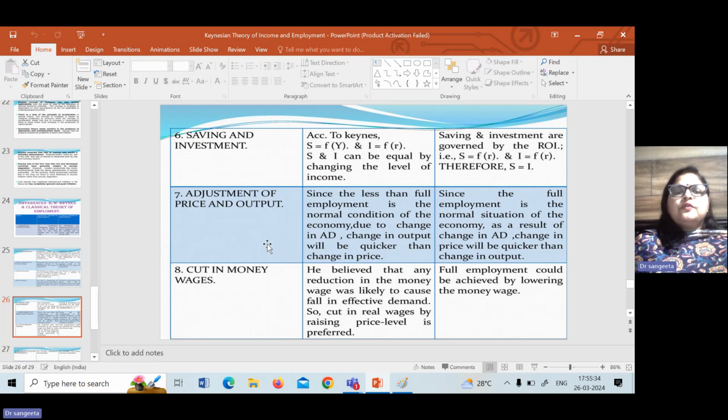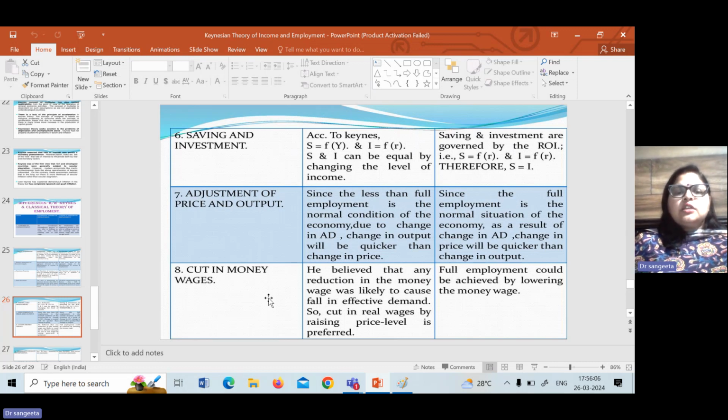Next is adjustment of price and output. Since less than full employment is the normal condition of the economy in Keynes's theory, due to a change in aggregate demand, the change in aggregate production will be quicker than the change in price. First production will change, then the price will change. But in the classical theory, full employment is the normal situation. So here price will change quicker than the change in output.